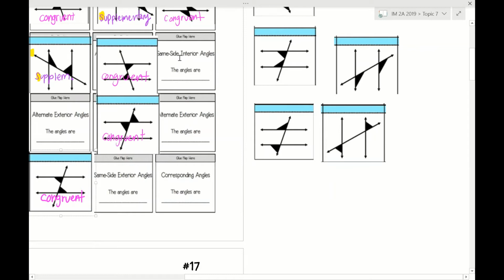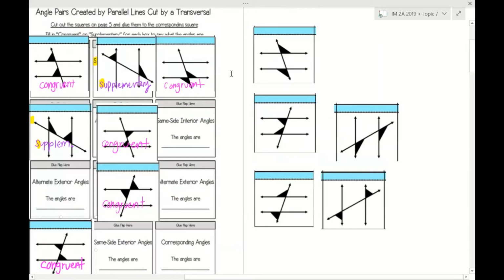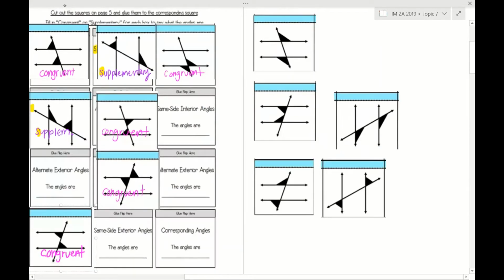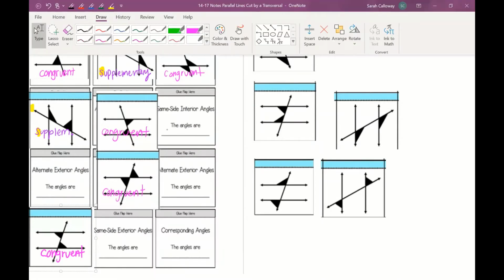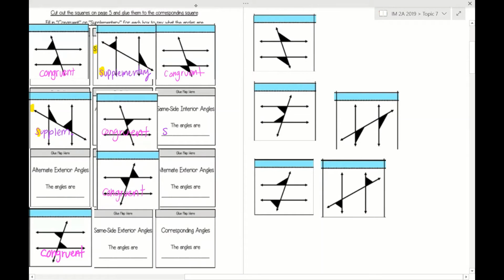So if I look at the next one from where we're building on, the same side interior angles, they're going to be between the parallel lines. But both angles are going to be on the same side of the transversal. And so remember, same side is always supplementary. So I'm just going to abbreviate again. So I have exterior angles here. These are interior angles, and they're on the same side of the transversal. So that's the piece that we're going to glue down for same side interior.